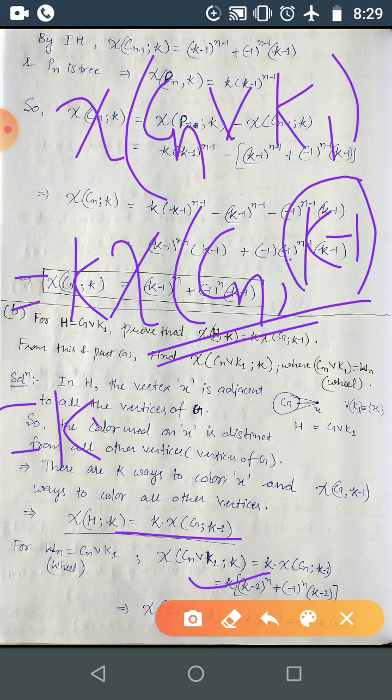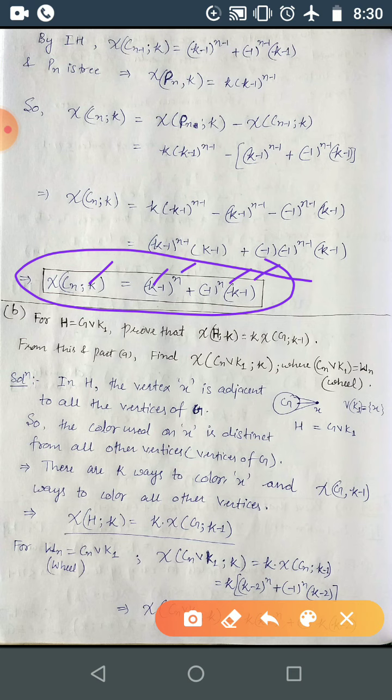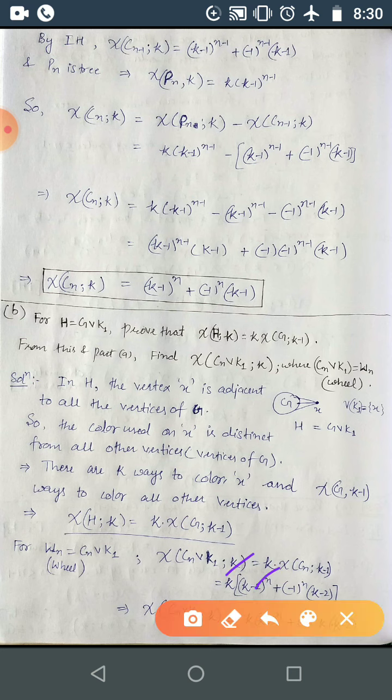Why is this K minus 1? Because K minus 1 colors are given, and earlier in part A it was given as K colors. That's why we need to replace K with K minus 1, and we will get the result, correct? So just replace this K with K minus 1, and you will get K minus 2 raised to power n here, and minus 1 raised to power n times K minus 2. So use K into K minus 2 raised to power n plus minus 1 raised to power n times K minus 2. So here you got the chromatic polynomial for Cn joined with K1, correct?